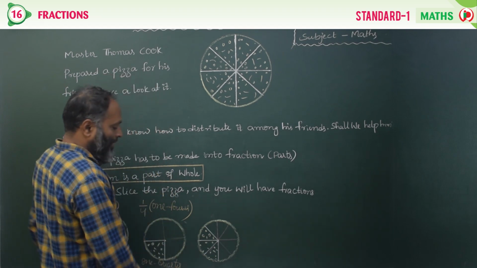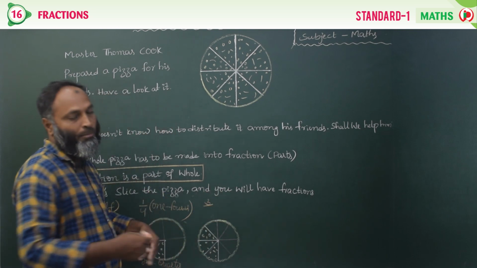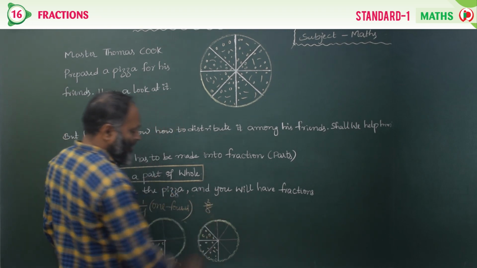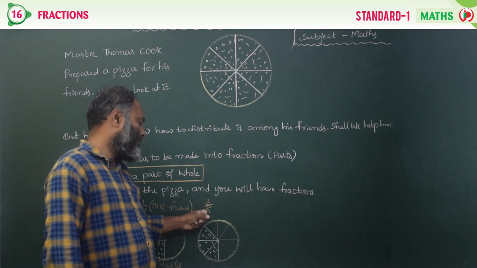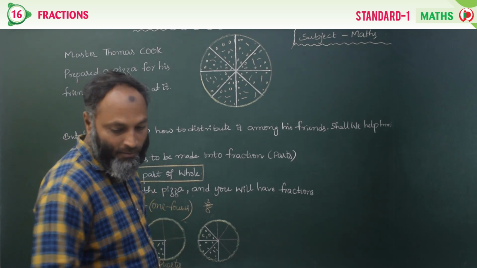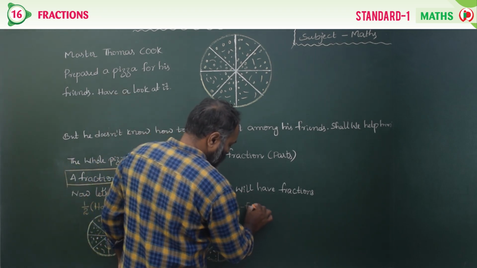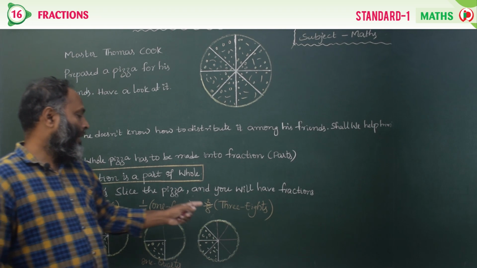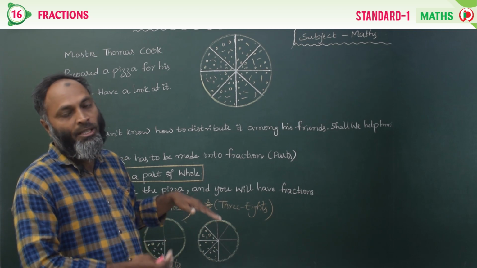In that, how many parts did we take? 1, 2, 3. How many parts we took, that we should put first in the numerator, upside, and the total number of parts, 8, we should put down. That is the denominator. So how to write it? 3 by 8. How to read 3/8? Three-eighths, that is 3 by 8. Okay. So this is the representation of the fraction.